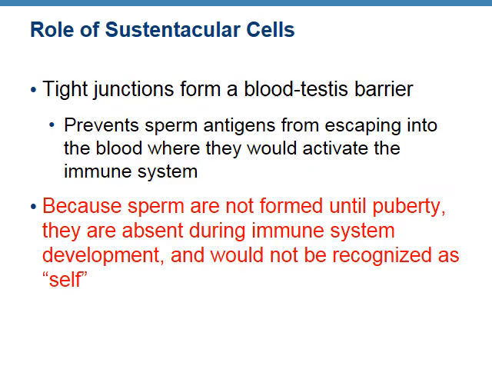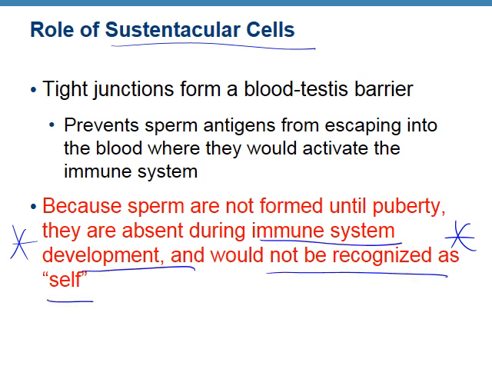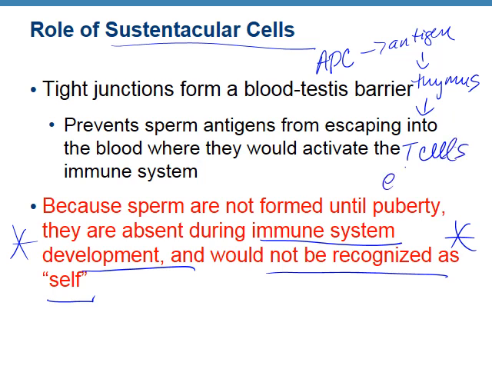Another important function of the sustenacular cell I've highlighted here in red for you. Because sperm are not formed until puberty, they are absent during the immune system development. They would not be recognized as self. Remember how we talked about antigen presenting cells, and they take antigen to the thymus, and your T cells become educated, right? So that your T cells can learn what's a self cell and what's a foreign cell.